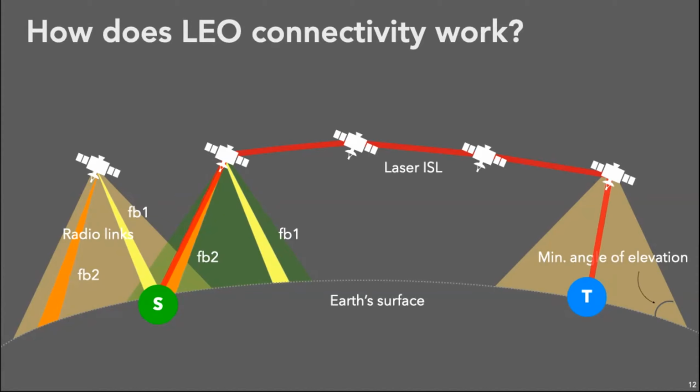Another way of doing this, if the satellite constellation does not have inter-satellite links, is to bounce the data back and forth between the terrestrial sphere and the satellites, as shown here. This is called bent pipe connectivity. Of course, there are many flavors of this.